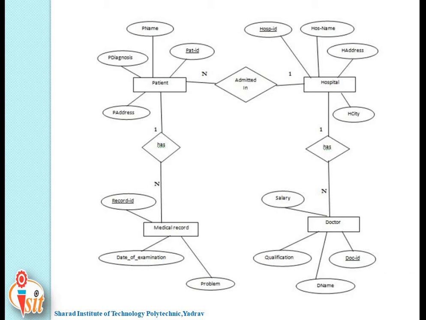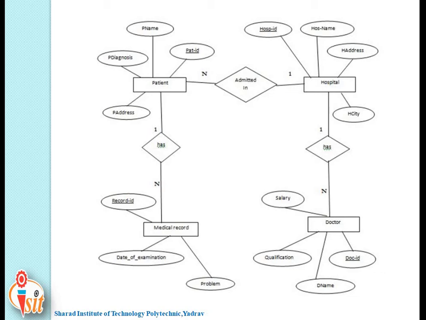And hospital has different attributes like hospital ID, hospital name, hospital address, hospital city, etc. After that, medical record has different attributes like record ID, date of examination and problem of that particular person. And last but not least, the doctor entity has different attributes like salary, qualification, doctor name, doctor ID.